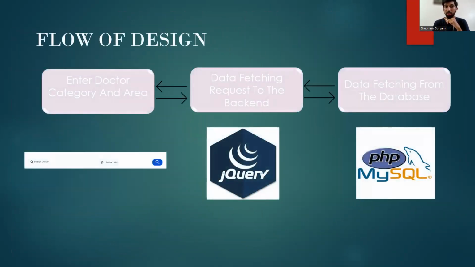So moving on to the actual flow of the design, in this model first we have to provide the entry of the category, like which domain we are searching for the doctor, like a surgeon, a dentist or a general physician. Now the entered data is used to fetch the result from the backend. And after the result is fetched from the backend, it moves in the reverse order and goes back again to the front end.